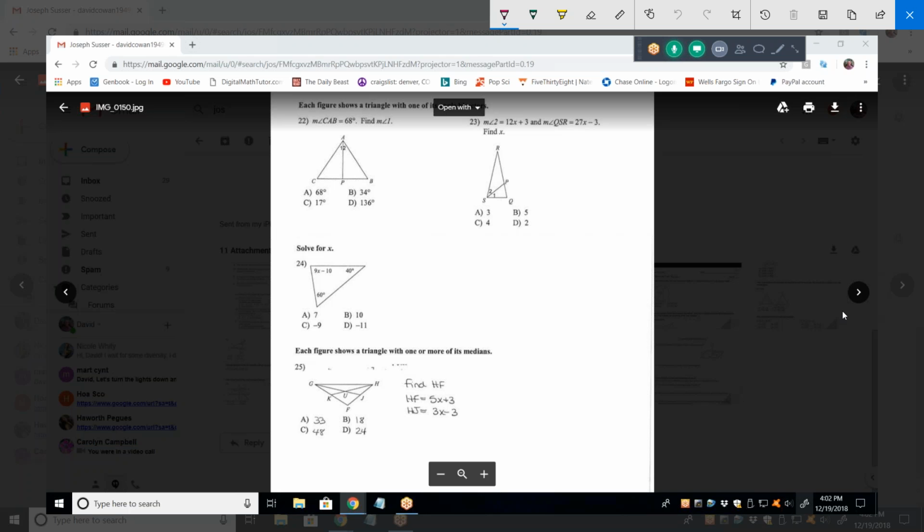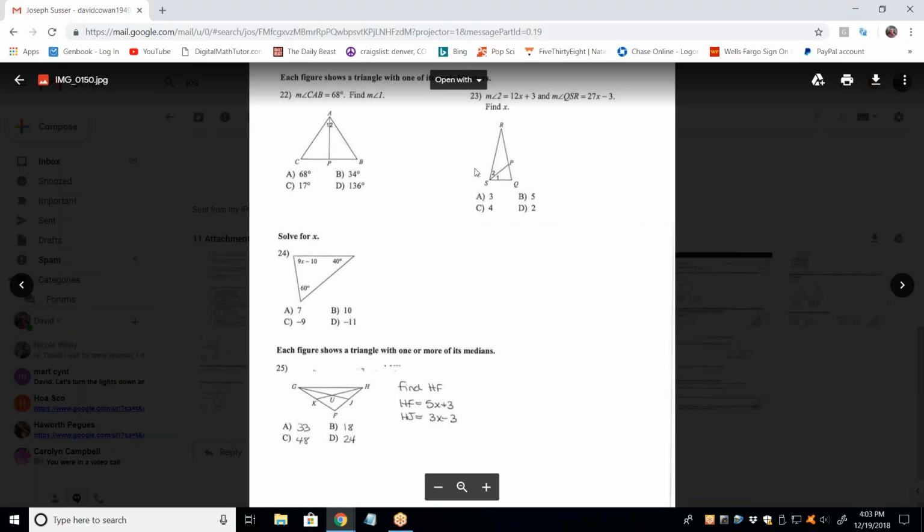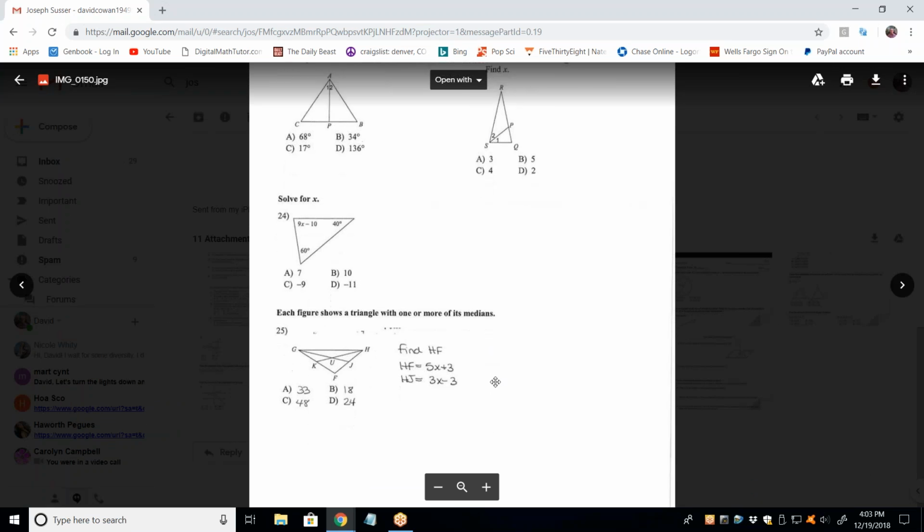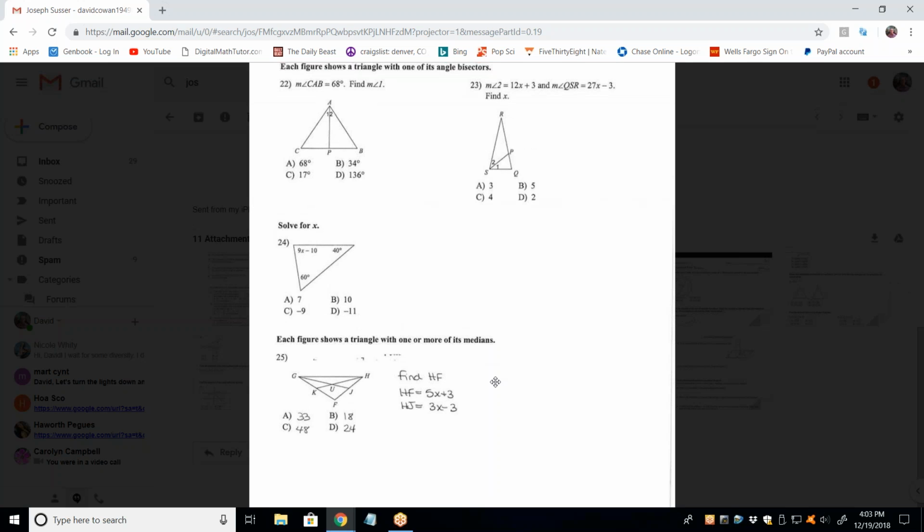Okie dokie. Angle CAB equals 68 degrees. Find angle 1. So we know that they're bisected. So if the whole angle is 68 degrees, angle 1 would have to be 34. For some reason, it's covered up. There it is. It says the angle bisector at the top. So that means it's divided by 2. That's a pretty easy one.